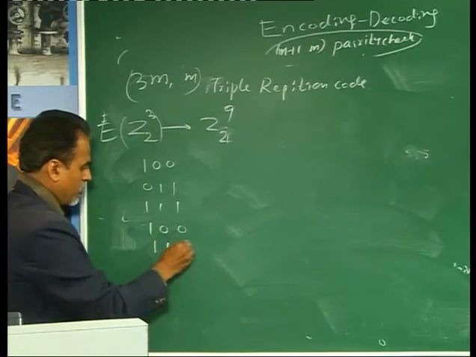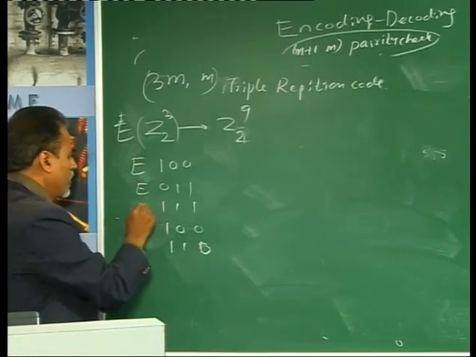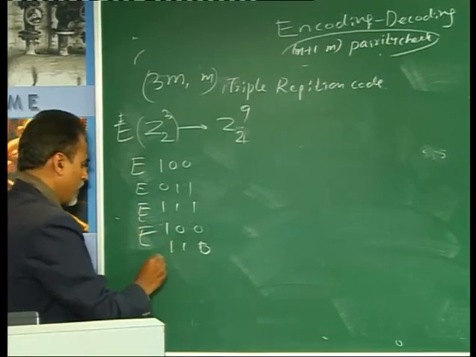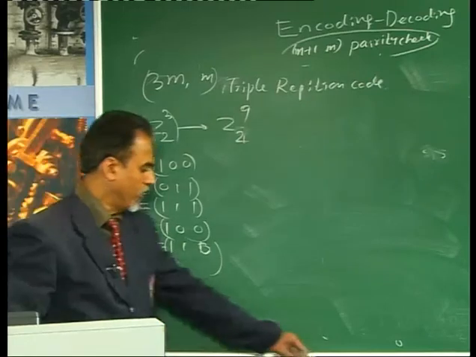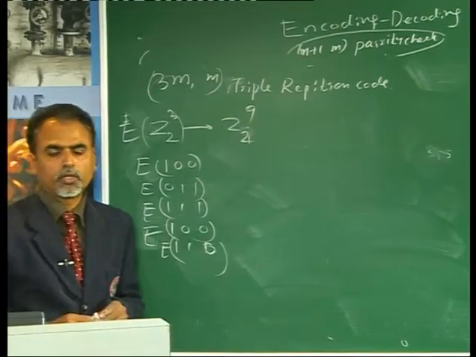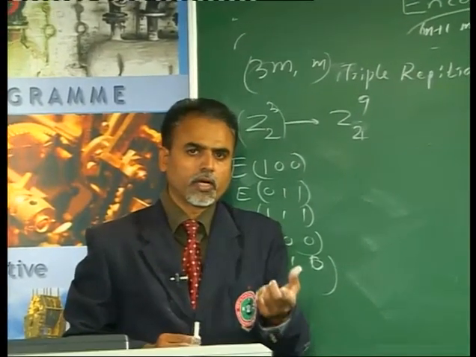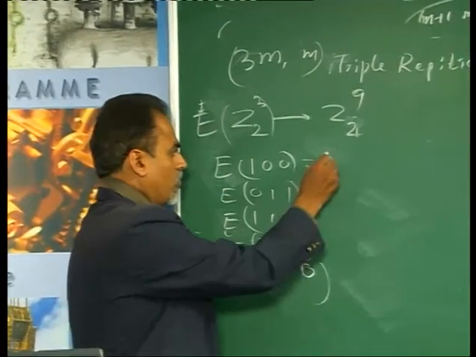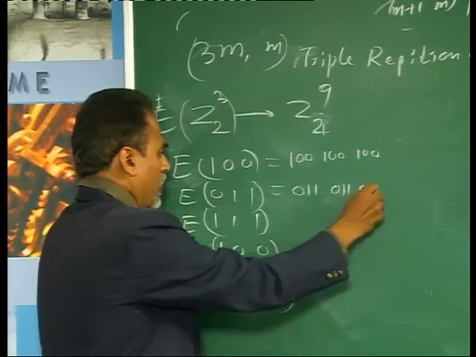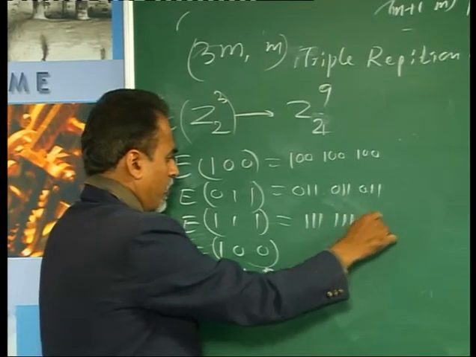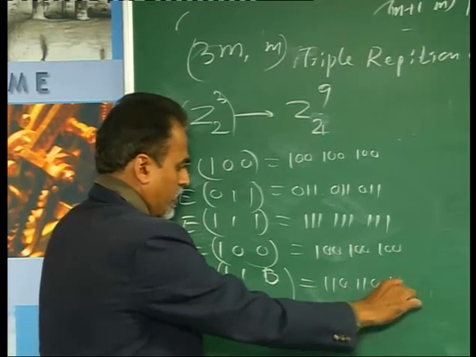0 1 1, 1 1 1, 1 1 0, 0 1 1, 1 0, and some more we shall take. After encoding it, the code words we are going to get are just the repetition of all these three times. Hope you have already written it. Encoding using the 3M repetition code means very, very simple: write whatever the word is given three times, that replica. Here, 100100100, 011011011, 111111111, or 110110110.